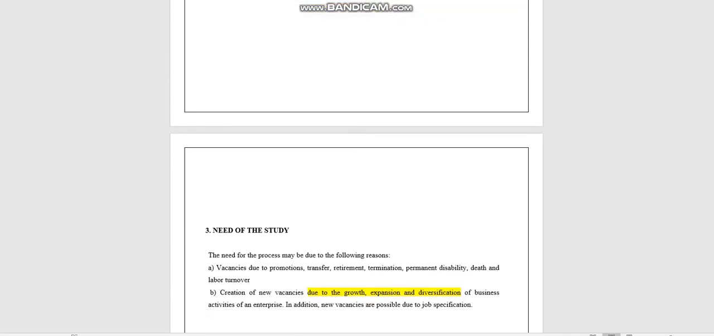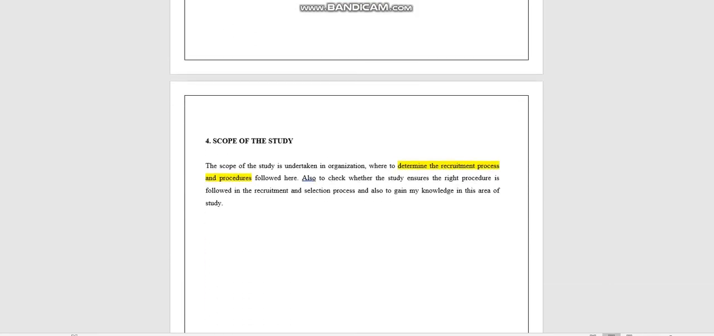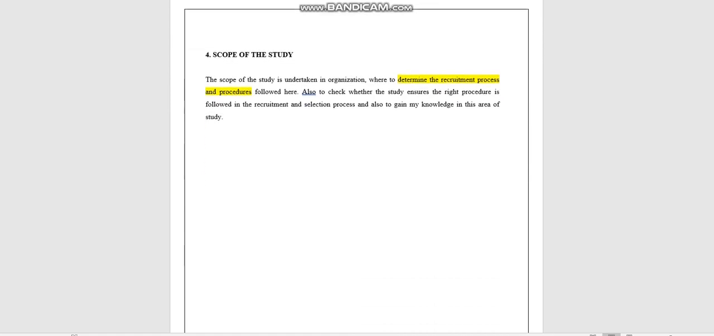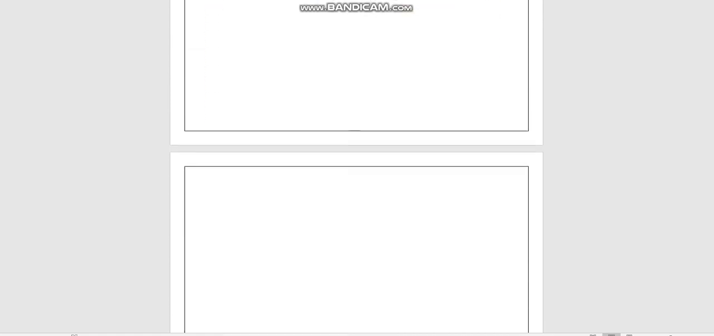And next I'm moving on with the need of the study. So the need is that I'm going to analyze the basic needs of an organization. Either they want to grow the sector, or they want to expand the organization, or whatever it is. So I'm going to analyze those sectors. And next I'm moving on with the scope of the study. So the scope is that I'm going to determine what recruitment and selection procedures are followed inside the organization.